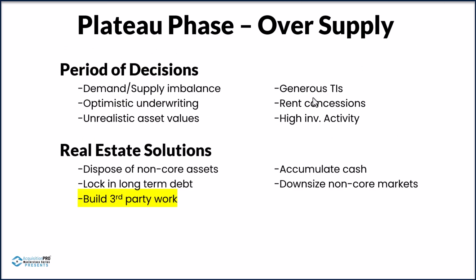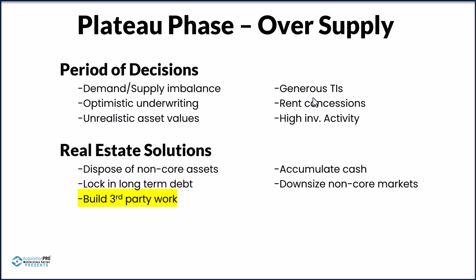Rent concessions are occurring, but there's still high investment activity in oversupply or hypersupply, which is the plateau phase. Our solutions here: dispose of non-core assets, lock in long-term debt, not short-term debt, long-term debt. Accumulate cash because as you get into recession, banks will not be lending. Downsize your non-core markets. So if your market is Dallas and you've been investing in Birmingham and Oklahoma City and Nashville, Tennessee, you'll start to sell those assets and bring it all back to Dallas until you start to go back the other side again.